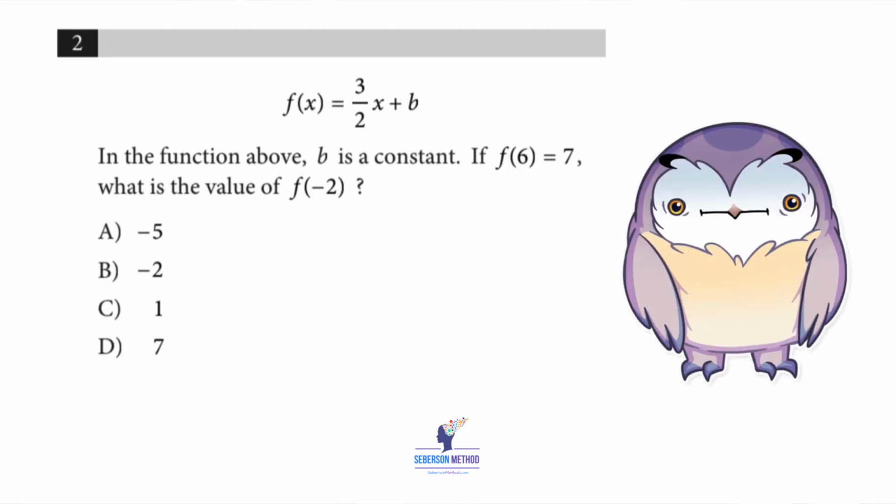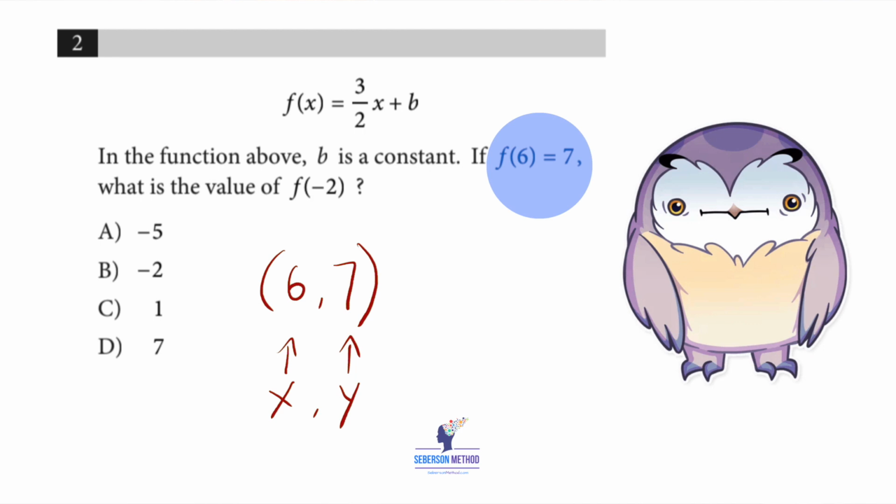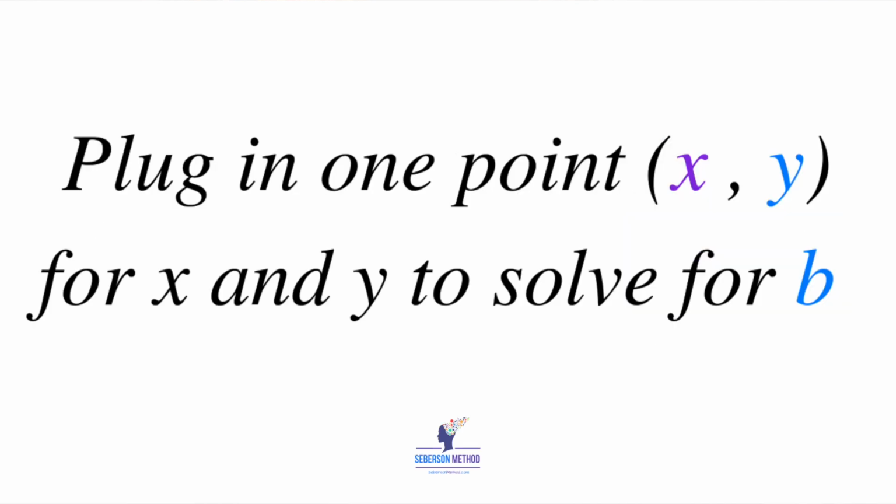So in the function above, b is a constant, and they want you to first figure out the equation of a line, and second, figure out the function's value at -2. It's not really clear that they're giving you a slope and a point, but if you know what you're looking at, you can figure it out. If you plug in 1 point, by the way, the point is given to you, f of 6 equals 7. This is nothing other than 6, 7. So the x value is 6 and the y value is 7. So if you plug in 6, 7 into the original equation, you're going to be able to solve for b.